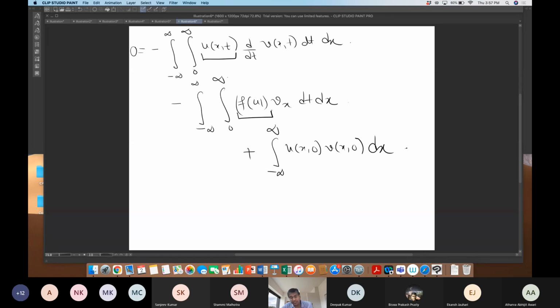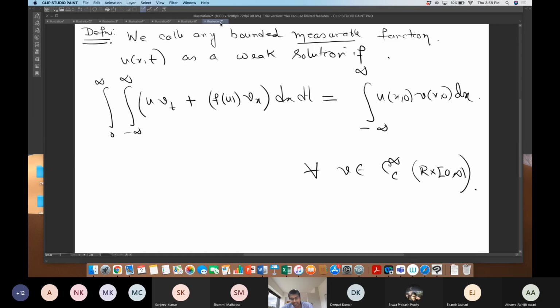We just define this. For this integration to exist, do we require f to be smooth or something? Because the derivative is on v, I only require that this integration should make sense. And of course u at x, 0 should be defined. We just need that u at the point 0 should be defined. That's all. Because what I have done is I throw the derivative to the v, which is a smoother version.